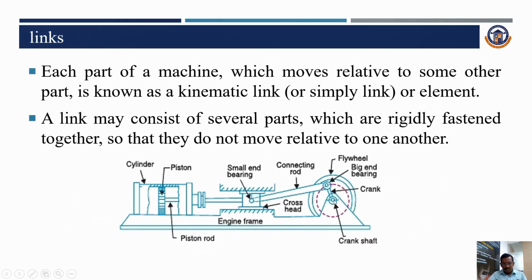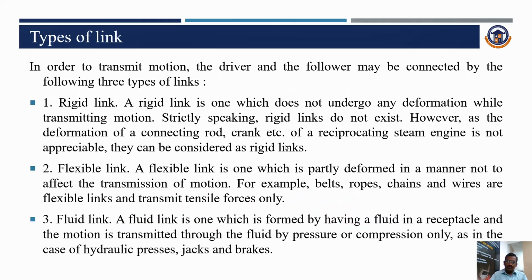This is power transmitting motion. This is a rotary, it rotates clockwise or anti-clockwise. It is a connecting rod. It transforms rotary motion into reciprocating motion, but without any changes, without any deformations. It is known as a rigid link.